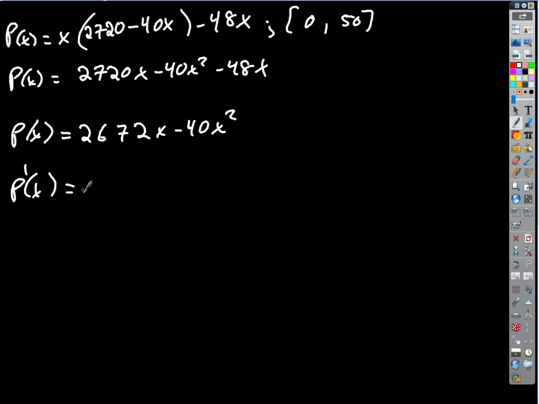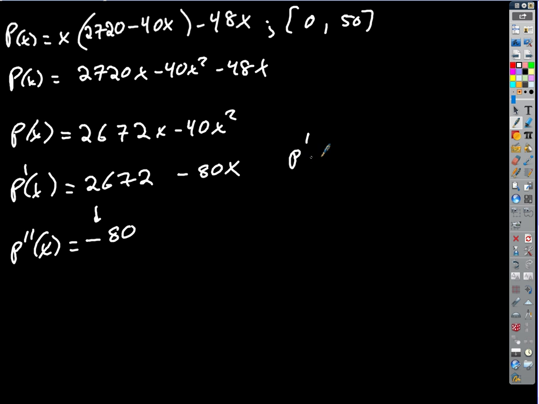What's that going to give us? So if we differentiate that, what do we get? 2672 minus 80x. Okay, so then, if we take a second derivative, what's that? Negative 80. The important thing being it's negative, right? So now we know that p prime equals 0 when x equals 2672 over 80. What's that roughly equal to? Somebody, what's 2672 divided by 80?